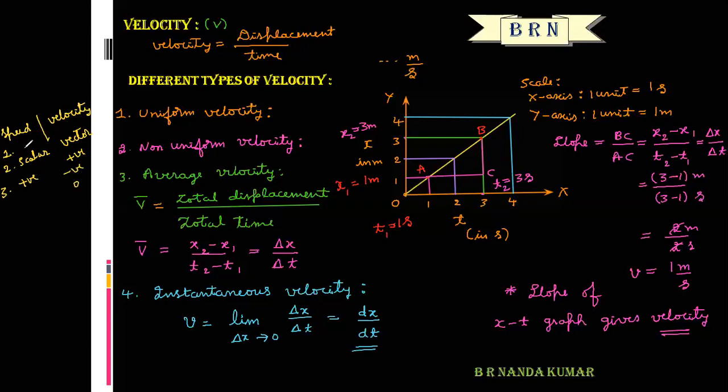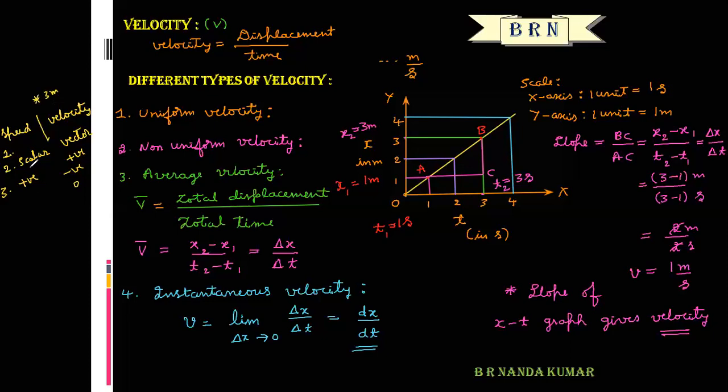Okay. So what is the meaning of speed? Distance covered per unit time. Velocity, displacement per unit time. Speed is a scalar. Velocity is a vector. Speed is always positive. Velocity can be positive or negative or zero. So these are the main differences between speed and velocity, and this is very important for 3 mark.